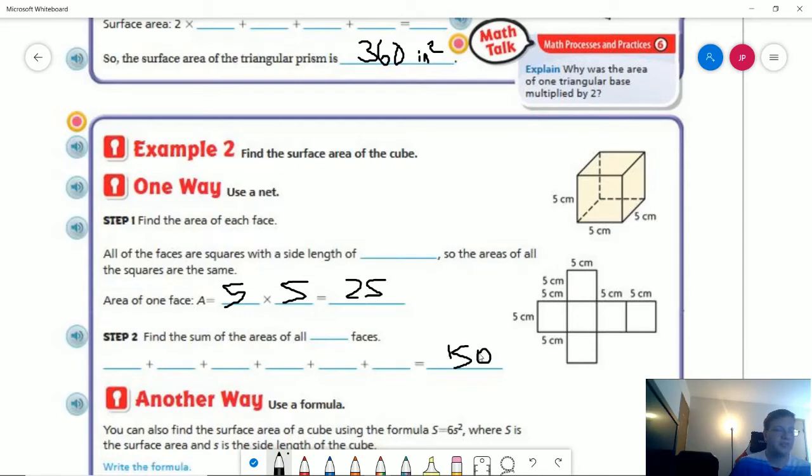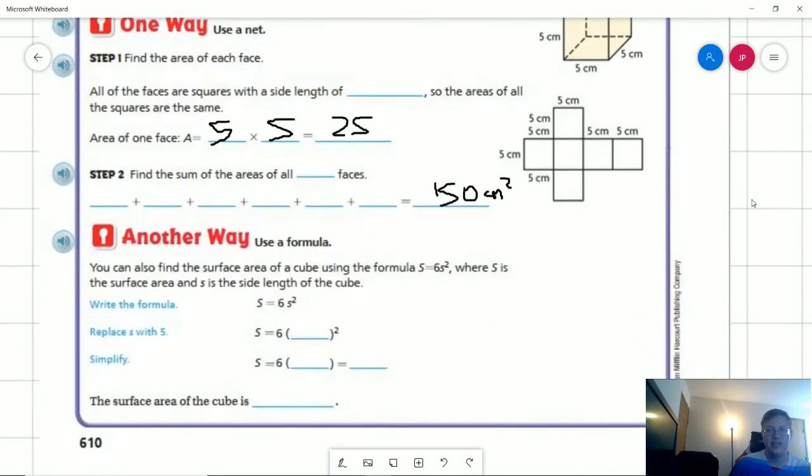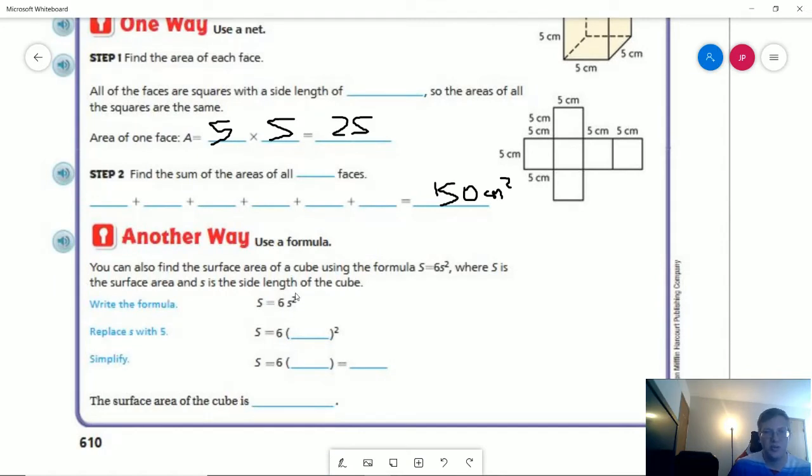And for this one, we could also use a formula. That formula would look a little bit like this: the area of one face times the number of sides. So we can do S is equal to 6 times 5 squared for this one, or we could just abbreviate it and do 6 times 25. And again, that's going to give us 150 centimeters squared.